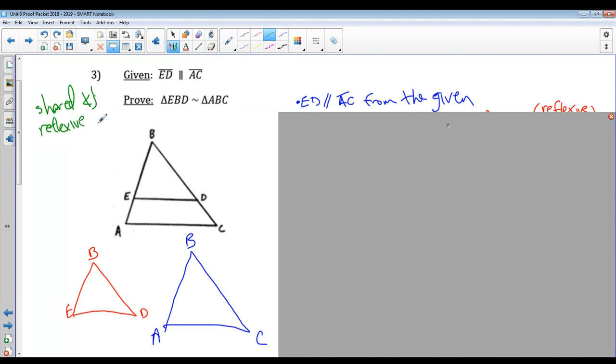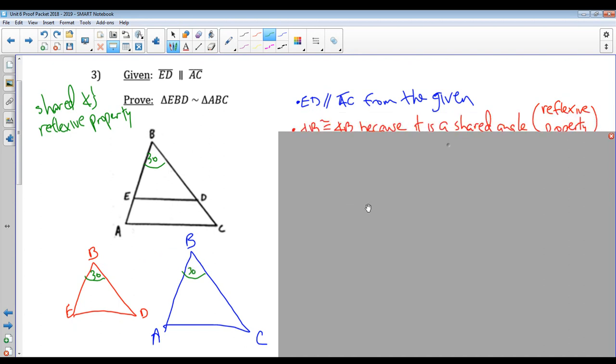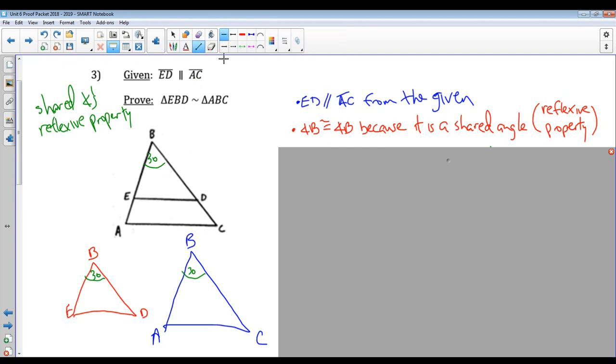When something is the same exact thing, it could be a side, it could be an angle, in two triangles. So if you look at this picture, if I look up at angle B, and this is sometimes what helps me to put a number to it, let's say angle B is a 30-degree angle. It kind of looks like 30. That means it's a 30-degree angle in this triangle. It means it's a 30-degree angle in that triangle. So that's a huge piece of information. I can say angle B is congruent to angle B because it is a shared angle. Another way to say that is the reflexive property.